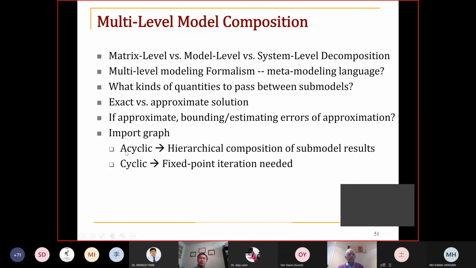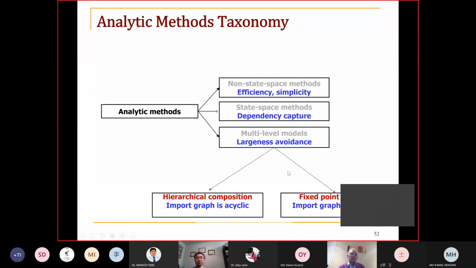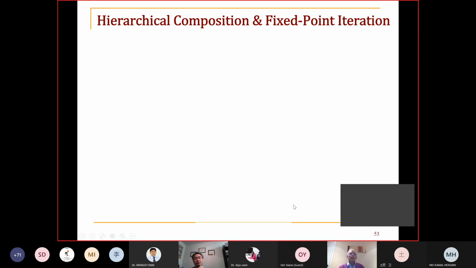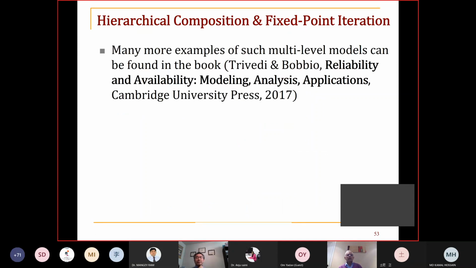Now, I showed you an example of an import graph. If the import graph has no cycles, like in our specific SIP example, then this can be called a hierarchical composition. But if there are cycles in the graph, then you need to resort to what is called fixed point iteration. And so the multi-level models can be further divided into hierarchical composition or fixed point iteration. And you find these very separate chapters in my new book, Green Book. So hierarchical composition and fixed point iteration.